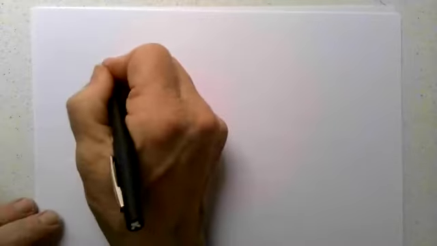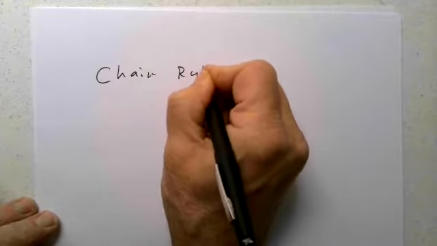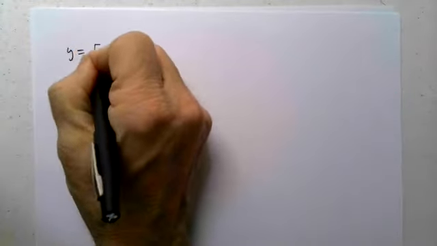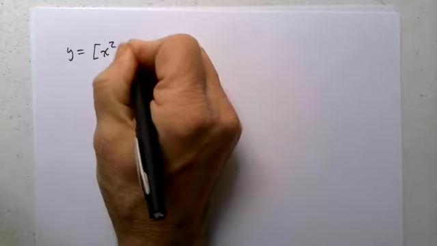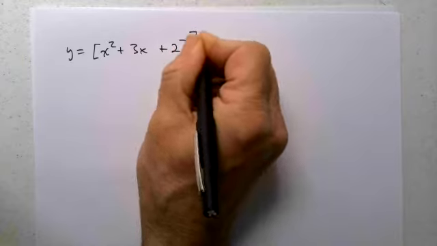So this lesson is on the chain rule, which enables us to find derivatives of compositions of functions. So here's going to be our first example. I'm going to say that y equals x squared plus 3x plus 2 to the 7th power.